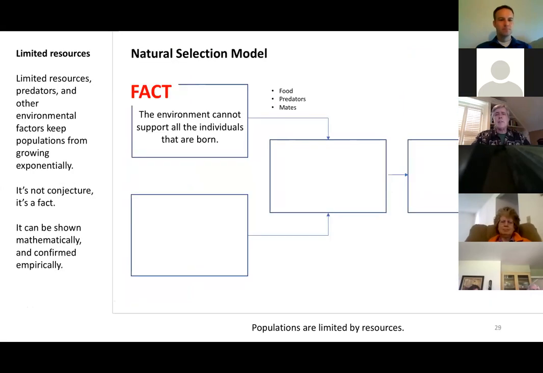And that's the first fact that plays into what we call the model of natural selection. And that is that the environment cannot support all the individuals that are born. There is either not enough food, or they are killed through other ways, either through predators, or they are unable to find mates through competition. Just think about fish. I mean, fish lay like 10,000 eggs at a time. We'd be knee deep in fish if all the fish survived. So the animals don't survive. The environment simply cannot support all of the offspring that are born.